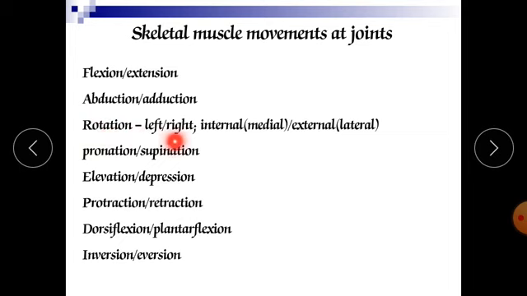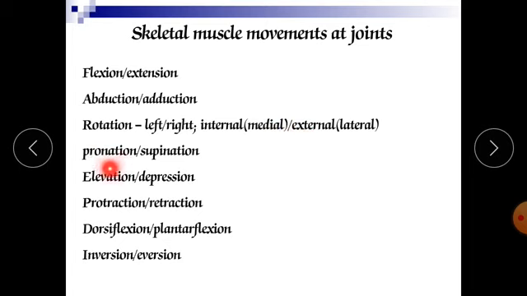Next is rotation. When you rotate your neck from right to left, it is called rotation. And there is internal, medial or external rotation, when you move the part laterally. For example, you move the hand laterally and medially. So it is called rotation. Our joints can be rotated from one position to another.